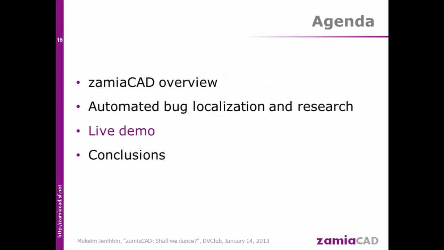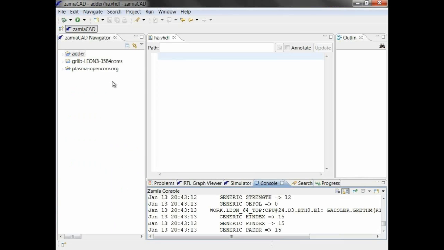Okay, so now I'll give a live demo of the tool. Here you can see the interface of Zamia. As a graphical user interface, we rely on Eclipse, and this part of the source code is around 20,000 lines of code, while the core of Zamia itself is around 200,000 lines of code.